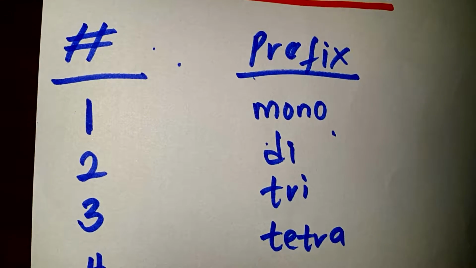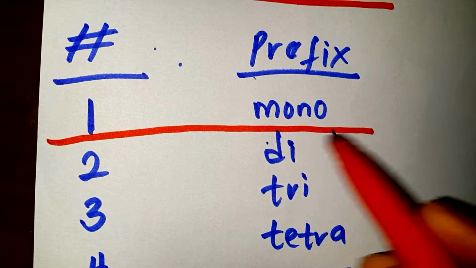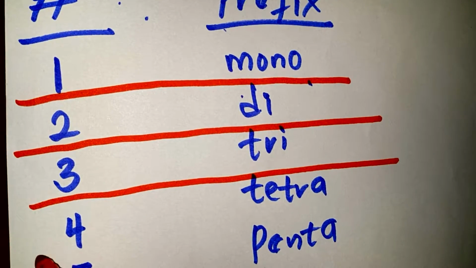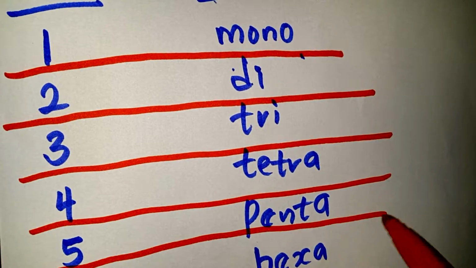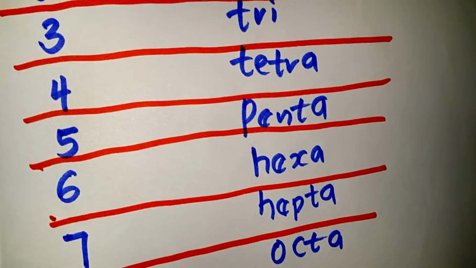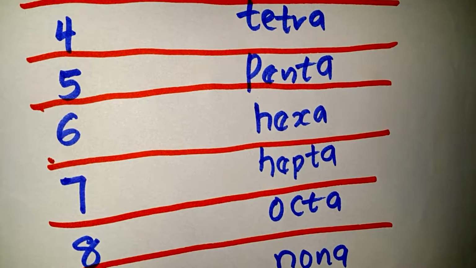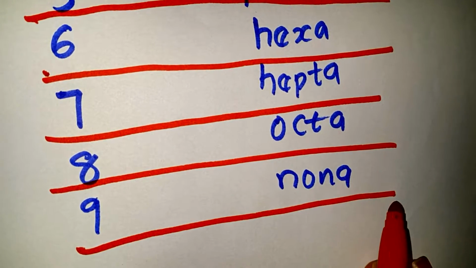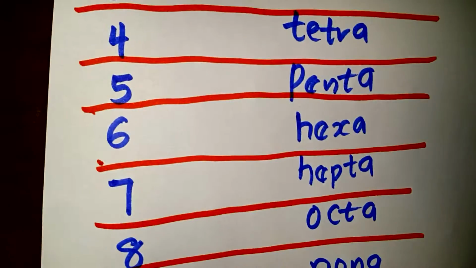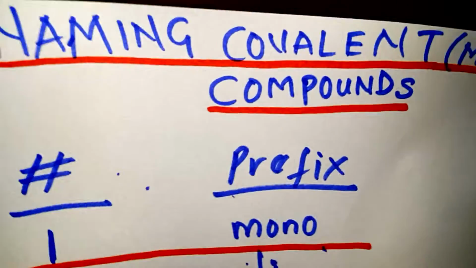So these are the prefixes you need to know in chemistry while trying to name any compound. So we have 1 as mono, 2 di, 3 tri, 4 tetra, 5 penta, 6 hexa, 7 hepta, 8 octa, 9 nona. So what do I mean by this? We'll solve some examples now so that you understand what I'm trying to talk about.